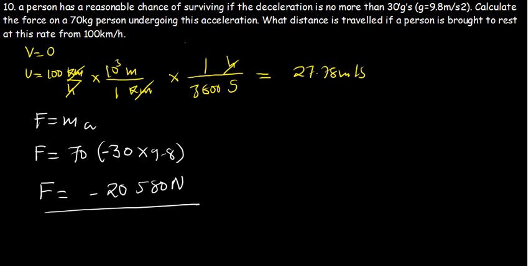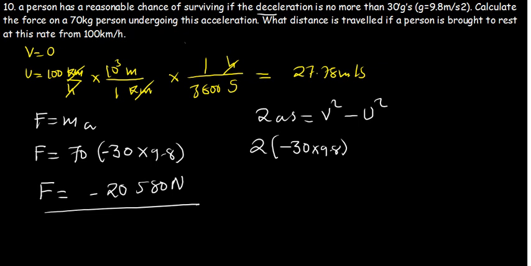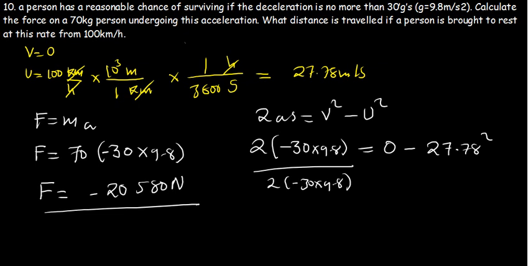And the next part is what distance is traveled if the person is brought to rest at this rate from 100 kilometers per hour. We know that 2as is given by final velocity squared minus initial velocity squared. So this will be 2 times acceleration, which is negative 30 multiplied by 9.8. This is the acceleration, no more than 30 Gs, and it's negative because it is a deceleration. And this is equal to final velocity, that is 0, brought to rest, minus the initial velocity, which we use as 27.78 meters per second, squared. So we're going to divide both sides by 2 multiplied by negative 30 multiplied by 9.8.